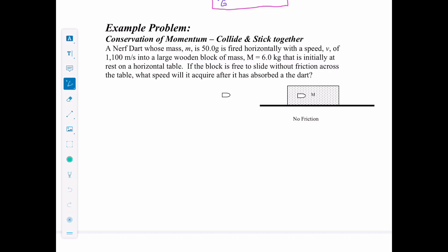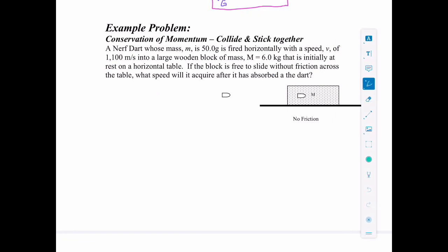Perfect. So here we have a continuation of the problem we were working on yesterday, but now the dart has already been fired. It is in the air, it is traveling with a speed of 1,100 meters per second, and it is going to collide and stick in a block of wood that is 6 kilograms at rest on a table. The block will then slide without friction, and we want to know with what speed will it slide. So essentially, it's a collision. So we're going to still stick with the fact that we know the momentum is going to be conserved in this collision.